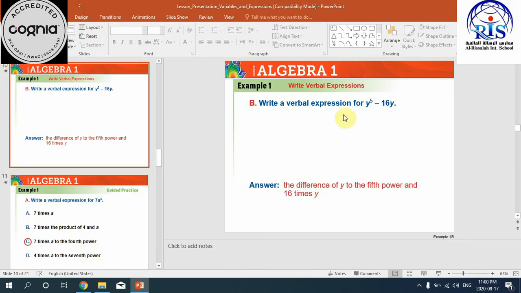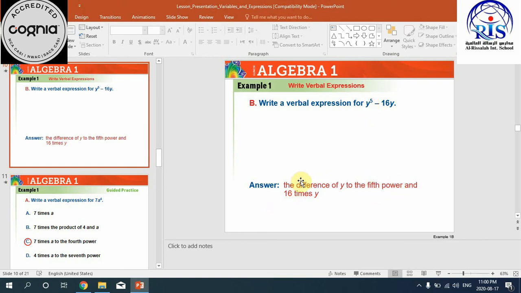Another example. Write the verbal expression for y to the fifth power minus 16y. The same, this is an algebraic expression. I change it to a verbal expression. This minus, I can write it in many ways. I can say minus, I can say difference, I can say subtract, I can use any one of them. Here, what did he say? The difference means minus. The difference of y to the fifth power, because here I have power 5.